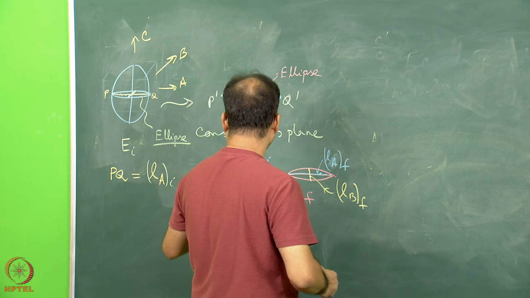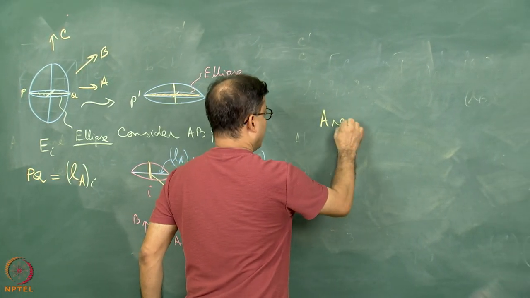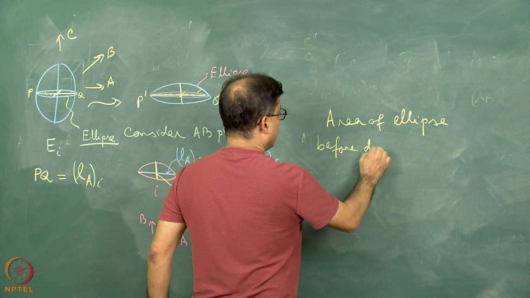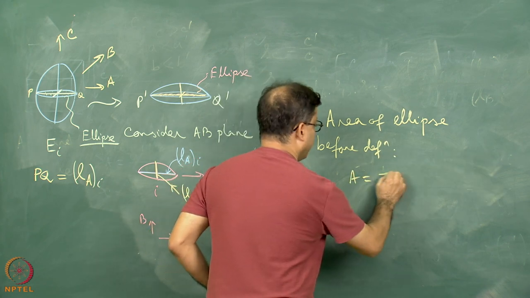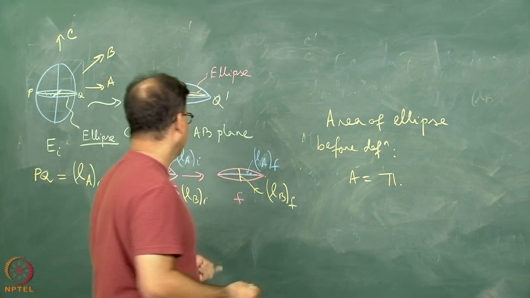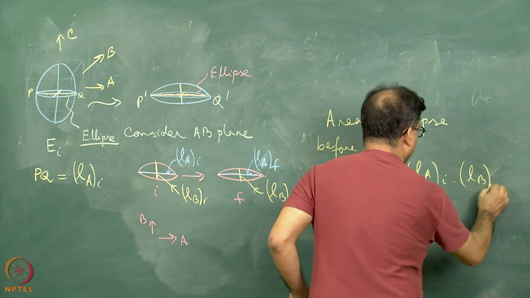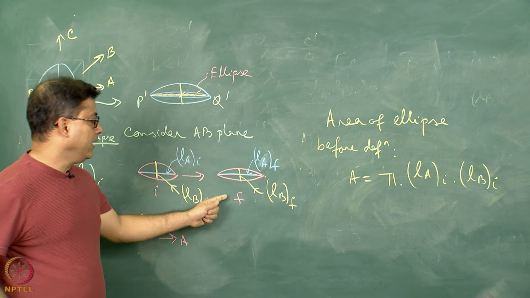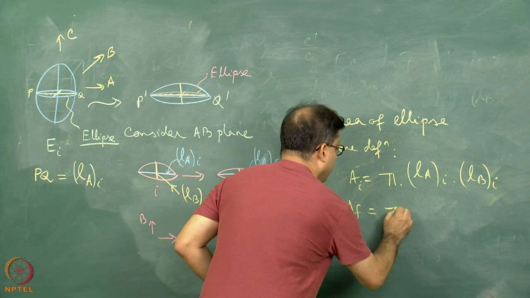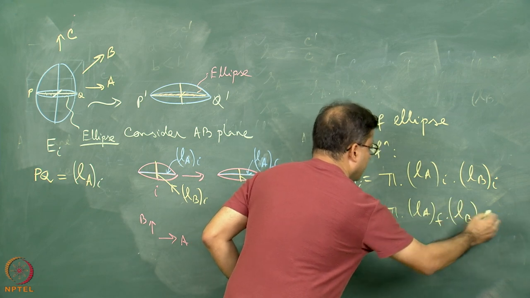Now let's take the area of the ellipse in the initial condition in an undeformed state. The area of the ellipse before deformation, A, is given by pi multiplied by the semi major axis multiplied by the semi minor axis, which is given by LAI multiplied by LBI. And what is the area of the ellipse in the final situation? A final area is equal to pi multiplied by LA final multiplied by LB final.